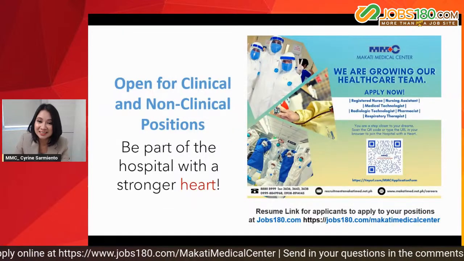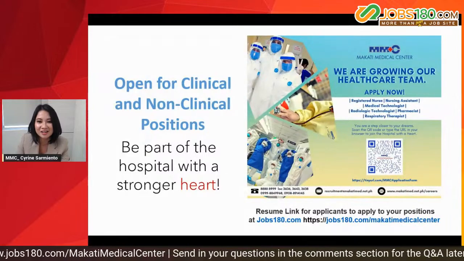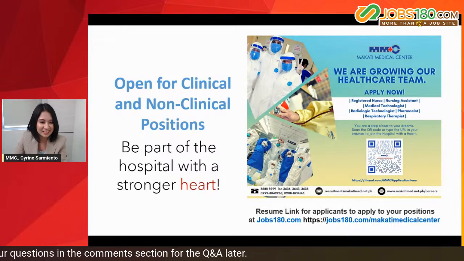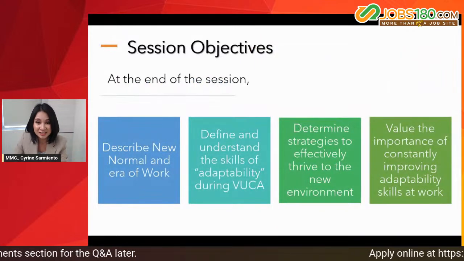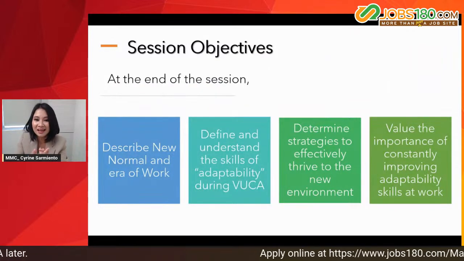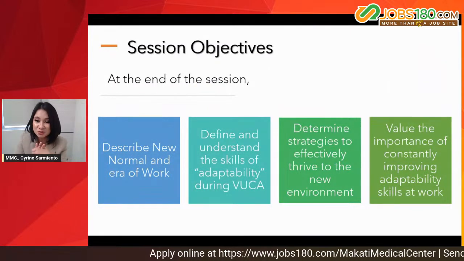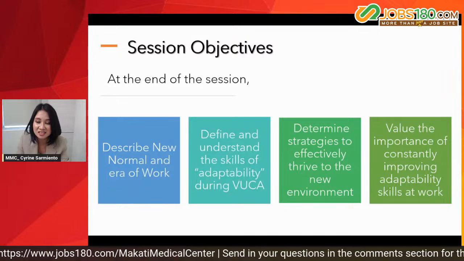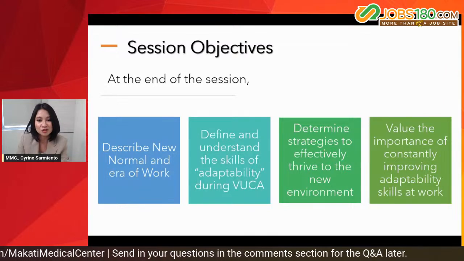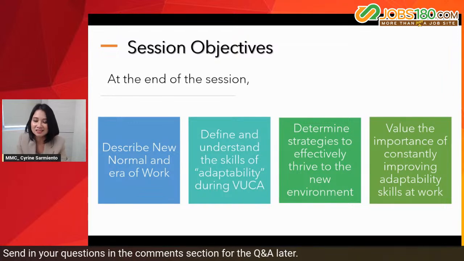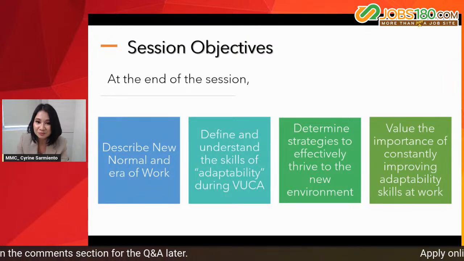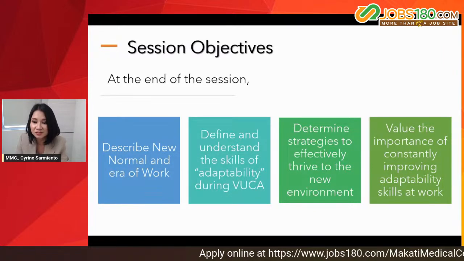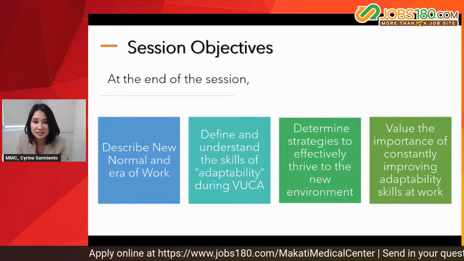So we are open for clinical and non-clinical positions. We are encouraging everyone to be part of a hospital with a stronger heart. For this afternoon session, at the end of this session, I want everyone to learn four new things. First is to describe the new normal and the era of work. Second is to define and understand the skills of adaptability during VUCA. You'll understand also what VUCA means later on, I'll discuss it with you. Next is to determine the strategies to effectively thrive in the new environment. And lastly is to value the importance of constantly improving adaptability skills at work.